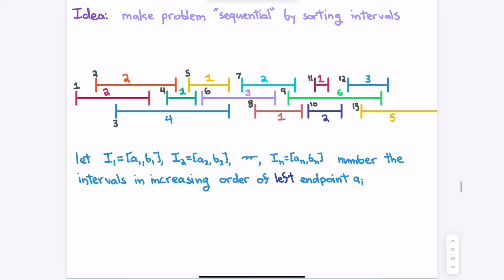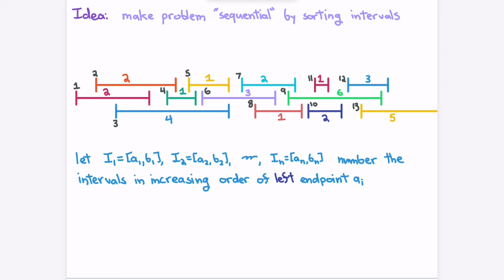So that's what we're going to do. Well, I did the left endpoint. We'll see if the distinction is important. But letting AI denote the left endpoint, BI denote the right endpoint, I'm going to sort in increasing order of left endpoint. So here you can see the things are numbered, and then I'll just assume the indices are already ordered. So this is the smallest A1, second smallest A1, AI, and so forth.